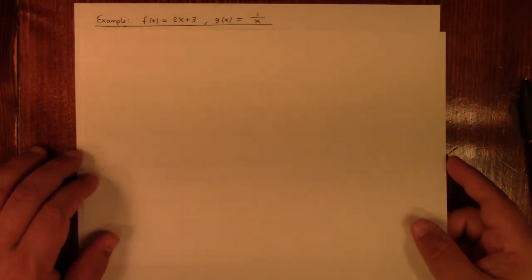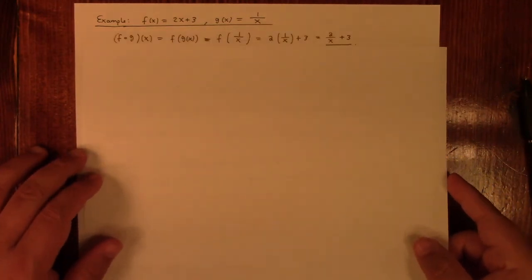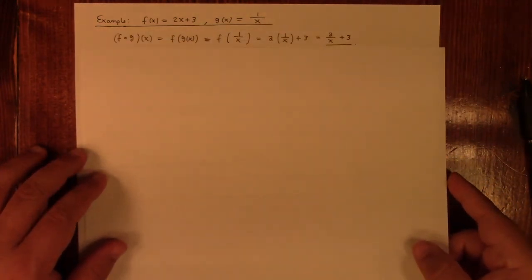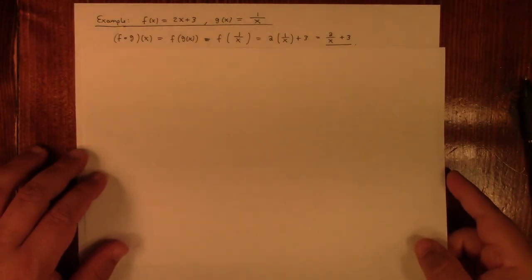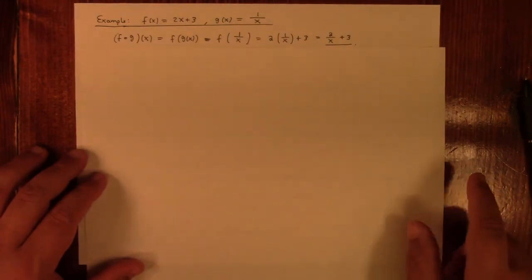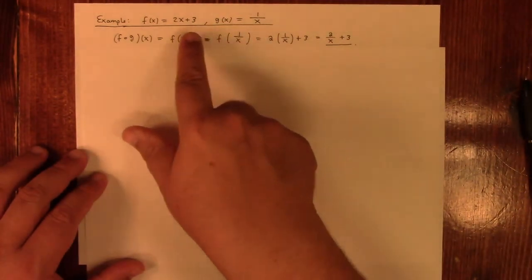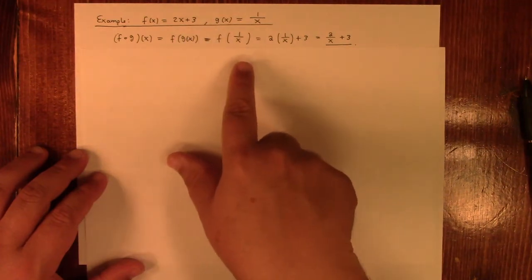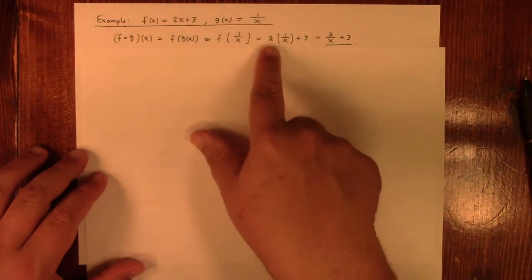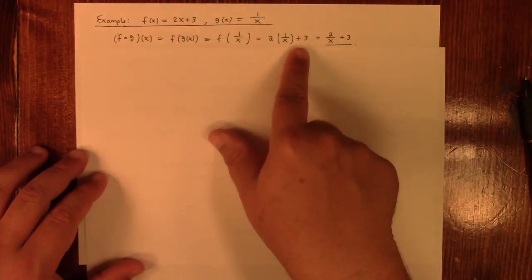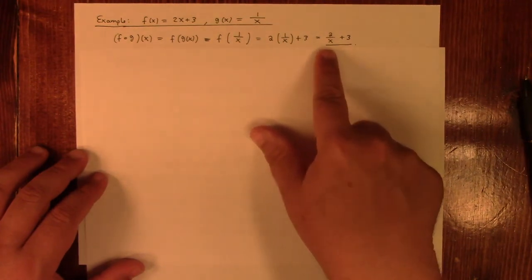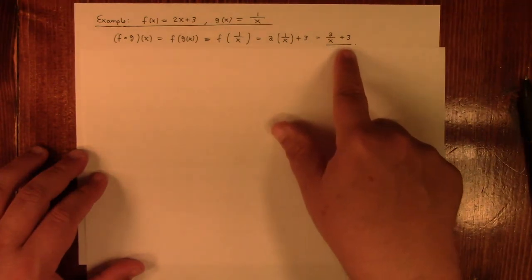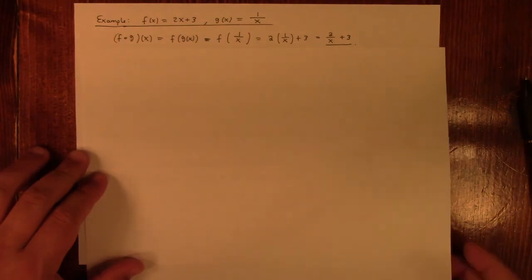Here's another example. f of x equals 2x plus 3. g of x is 1 over x. We can calculate f composed with g of x. So we do f of g of x, which here is f of 1 over x. The formula for f is 2 times the input plus 3. Here the input is 1 over x, so I do 2 times 1 over x plus 3. And, just as a point of fashion, I rewrite it as 2 over x plus 3. Fine.